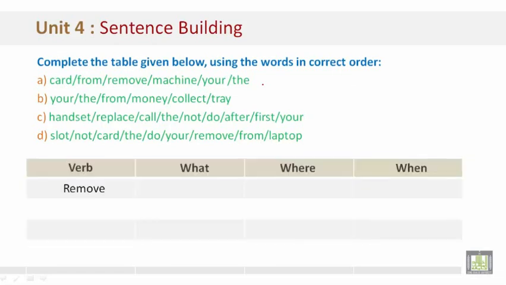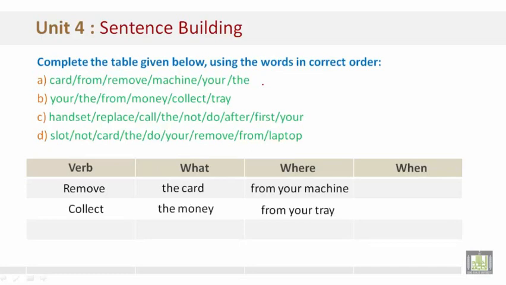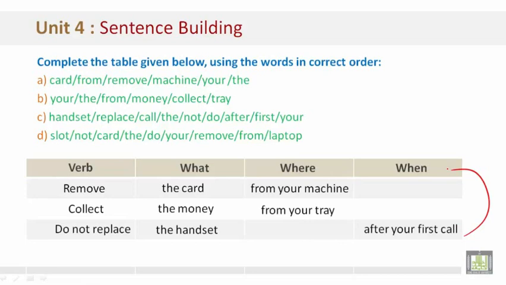For example, in A we have remove the card from your machine. In B we have collect the money from your tray. And in C we have do not replace the handset after your first call. Notice this is in the when category. And we have do not remove your slot card from the laptop. This is example D.